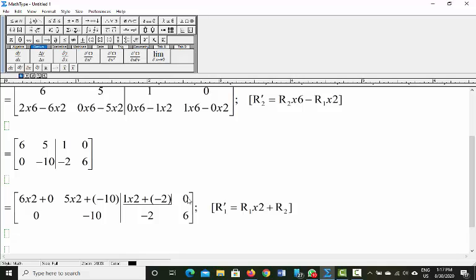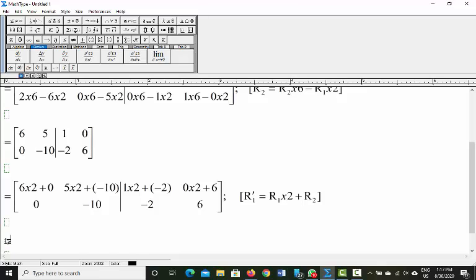Now here this is the element of the first row. So the element of the first row needs to be multiplied by 2, plus whatever we have in the second row, we will add it. In the second row we have 6, so we have 6. This way we can convert the first row.